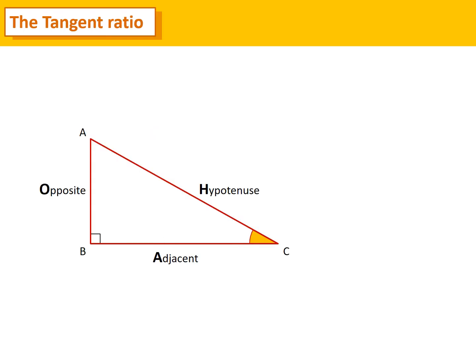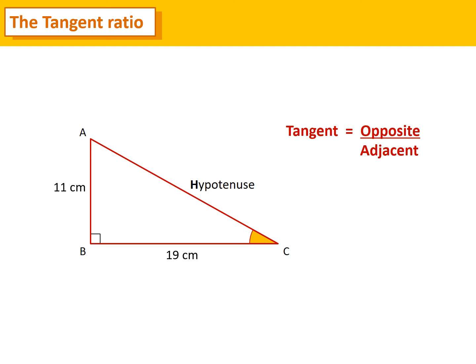Once we have the sides of our right angle triangle labelled, then we can look at the tangent ratio, and the tangent is the ratio of the opposite side to the adjacent side. In this example, we've got the angle marked in at C. The opposite side to that angle is the 11 centimeters, and the adjacent side to that angle is 19 centimeters. So given that tan of the angle C is the opposite divided by the adjacent, that's 11 divided by 19.